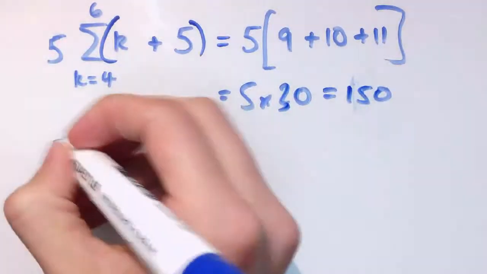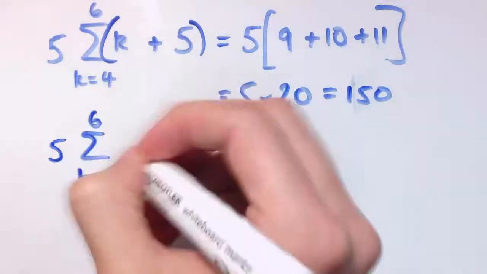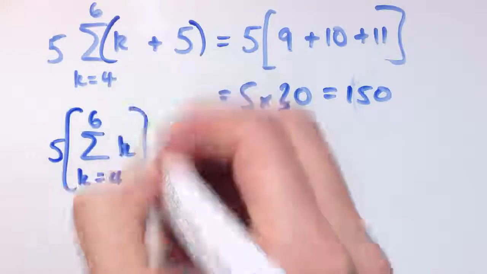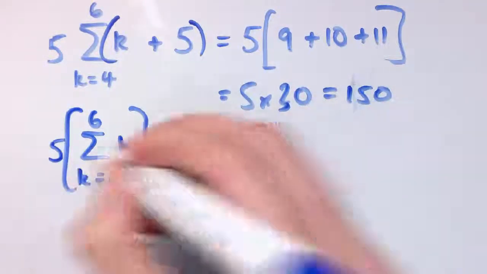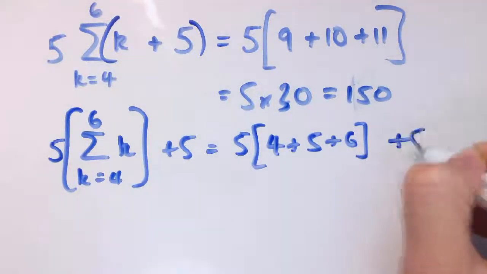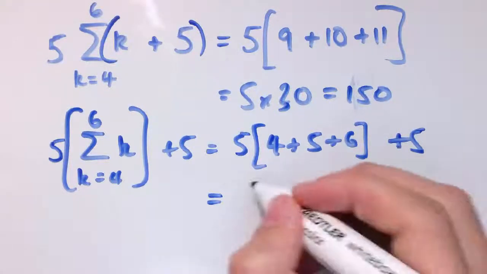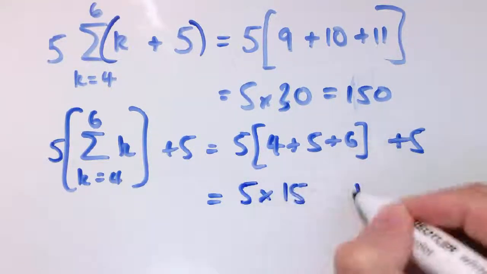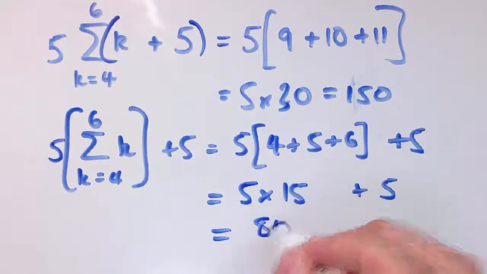Whereas if I'd said 5 times the sum from k equals 4 to 6 of k, and I'd meant it like that, and then adding 5, I'd be doing 5 times just 4 plus 5 plus 6, and then adding on 5 afterwards. So the sum here would evaluate to 15, and so I just have 5 times 15 and then add on 5, so that would give me 80.